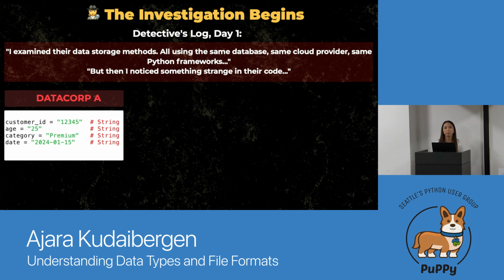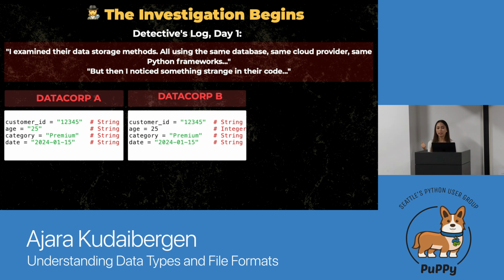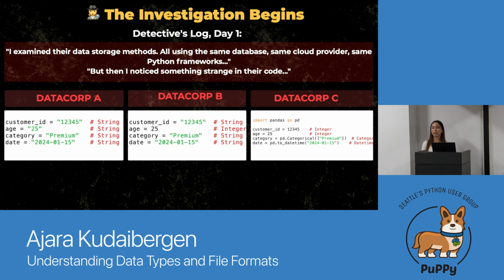Here you can see from the first company's data, Corp A, they have their variables saved as strings. Data Corp B, they have their variables saved as strings, but the variable age is saved as integer. And Data Corp C, their variables are actually saved in formats related to the variables. For example, they use the pandas library and save the purchase date as a date format.